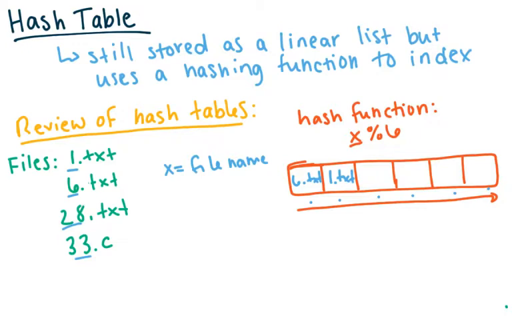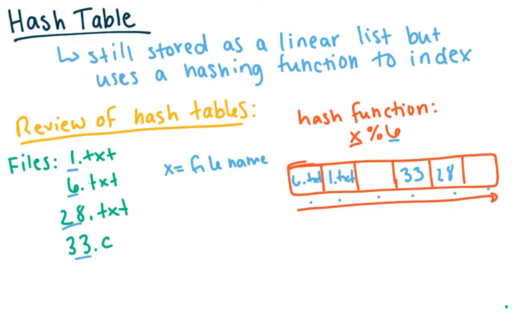28 divided by 6 is going to be 4 with 4 remaining. So 0, 1, 2, 3, 4. So 28 is going to go here. 33 is going to be 5 with 3 remaining. 0, 1, 2, 3. So 33 will go here. Okay, so it's guaranteed to put everything in the right place within these 6 entries. And so this makes it super easy to index into.